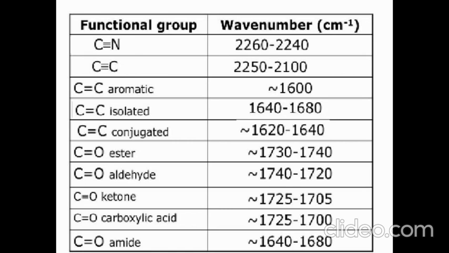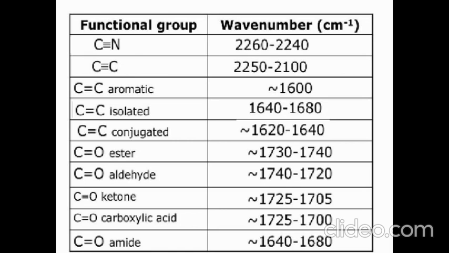The C double bond O stretching frequency of aldehyde is approximately 1740 to 1720 centimeter inverse. Ester also appears at higher values, approximately 1740 centimeter inverse, and acid halide appears at an even higher value than the ester. And coming to the amide, the C double bond O stretching frequency of amide appears at a lower value, approximately 1640 to 1690 centimeter inverse.